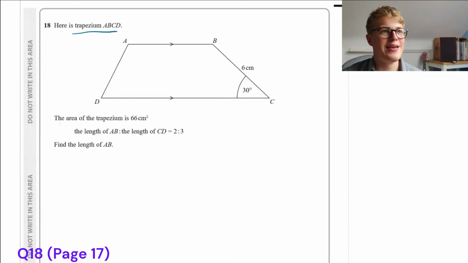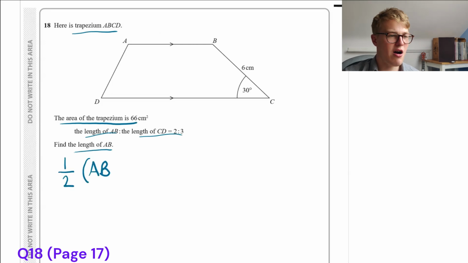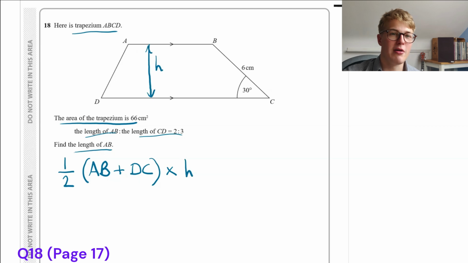Here is trapezium ABCD. The area of the trapezium is 66 centimeters squared. The length of AB to the length of CD is 2 to 3. Find the length of AB. So the area of a trapezium is half the sum of the parallel sides times the distance between them. So we have a half times AB plus DC times H, which is 66.